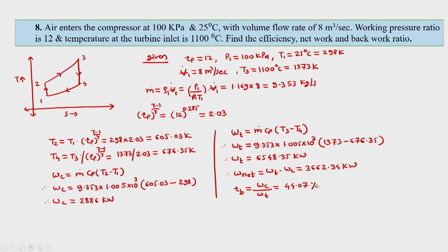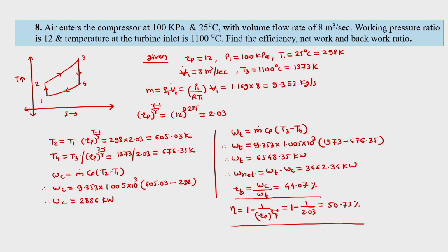So we are asked to find out efficiency, and efficiency can also be found out as 1 minus 1 upon Rp raised to (gamma minus 1) upon gamma. So 1 minus 1 upon 2.03 is 50.73%. So we were asked about efficiency, we have calculated. We were asked about back work ratio, we calculated. We were asked about net work, we also have calculated.